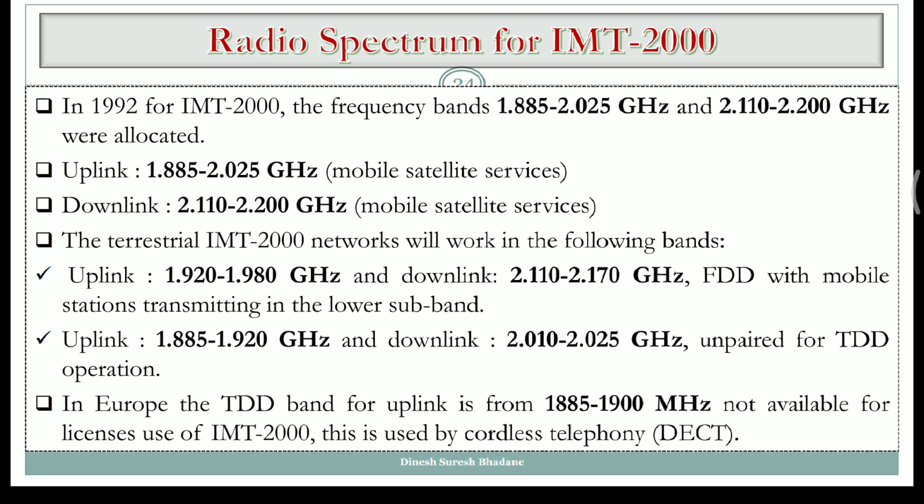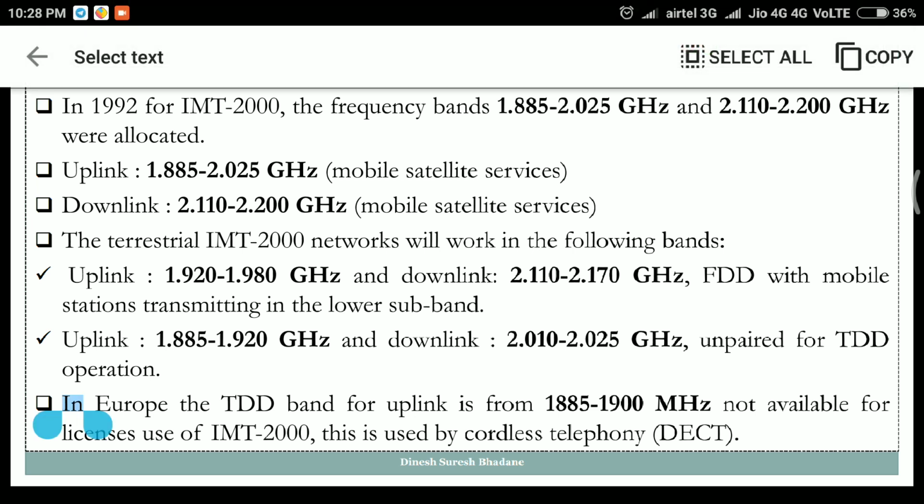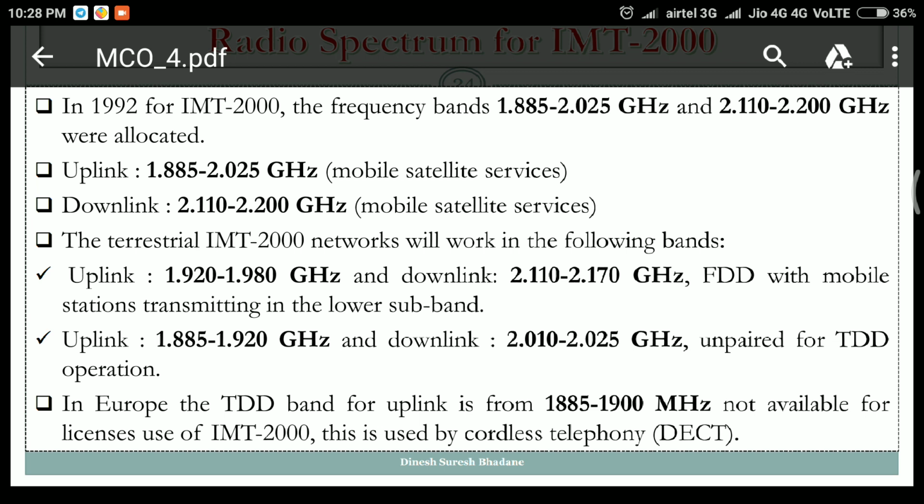The terrestrial IMT 2000 networks will work in the following bands. For uplink, it is from 1.920 to 1.980 gigahertz. For downlink, it is 2.110 to 2.170 gigahertz, FDD with the mobile stations transmitting in the lower subband. For uplink, 1.885 to 1.920 gigahertz, and for the downlink it is 2.010 to 2.025 gigahertz, unpaired for the TDD operation. In Europe, the TDD band for uplink is from 1885 to 1900 megahertz, not available for licensed use of IMT 2000, and this is used by cordless telephony, so-called DCT.